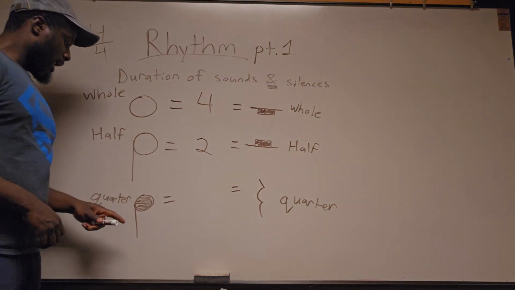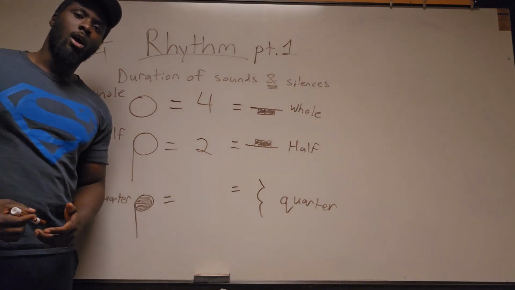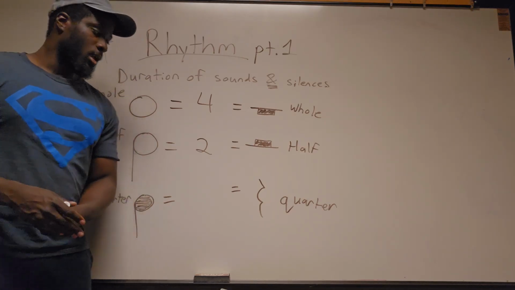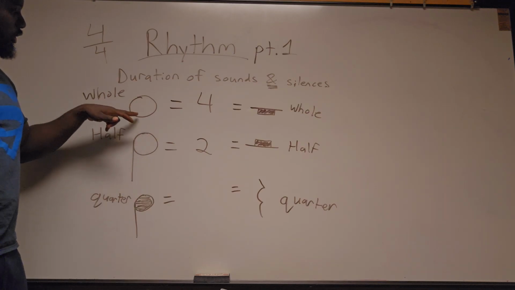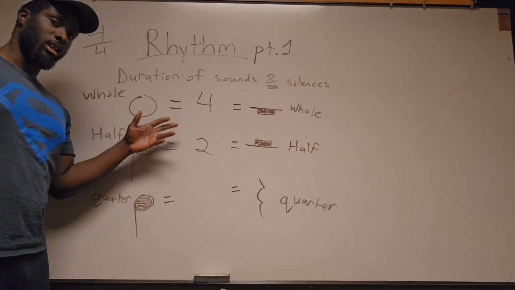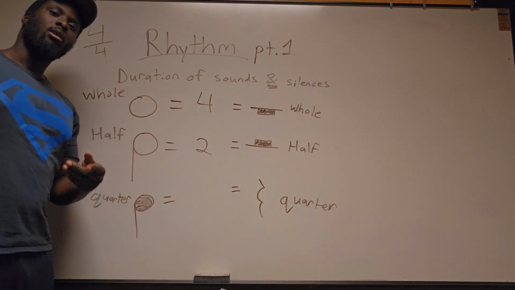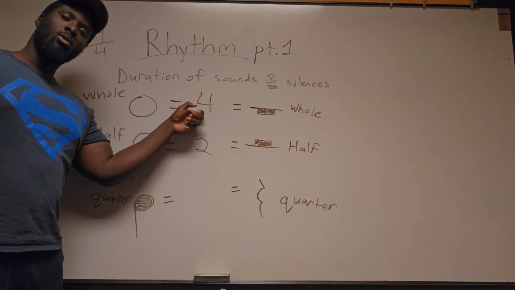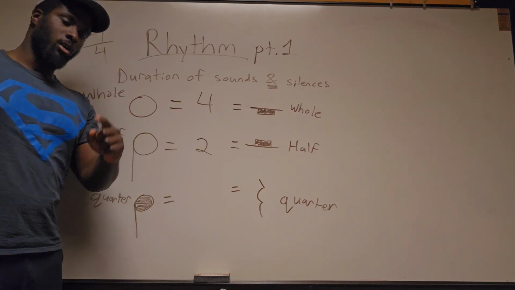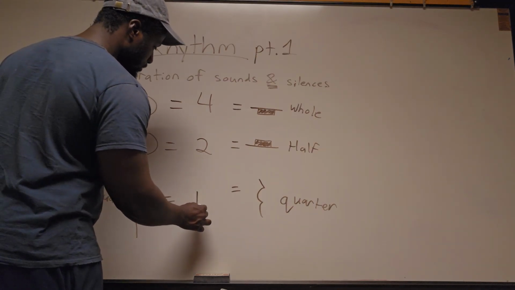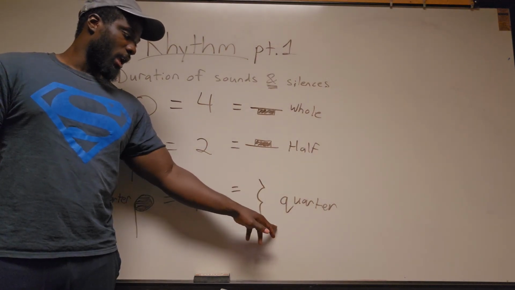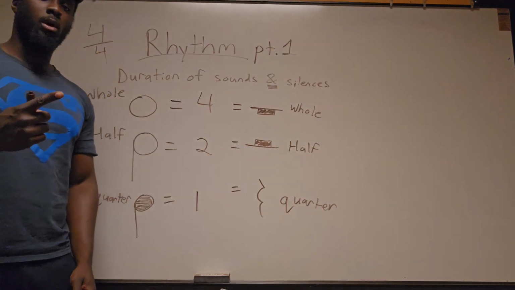All right. Now last, a quarter, right? Just like in money, you need 4 quarters to make a whole dollar, right? So if we assume that the whole is 4 beats, which it does, that means for the quarter, you need 4 of them to equal this whole, right? So therefore, the quarter note is only worth 1 beat. And then conversely, you have the quarter rest, which is also 1 beat.